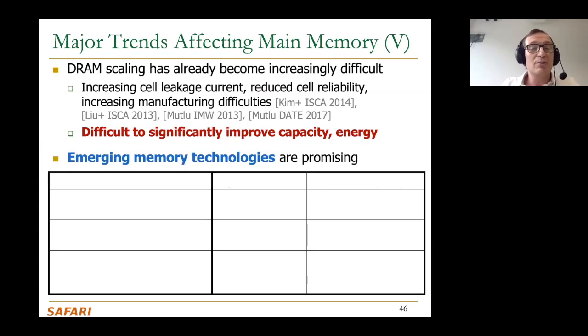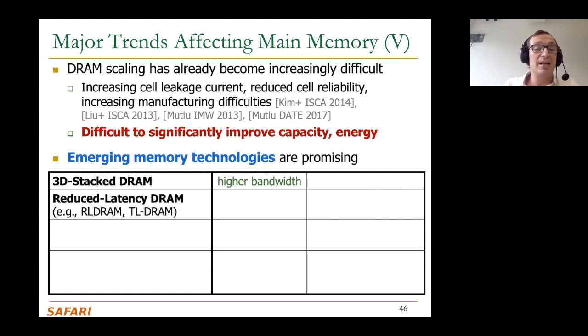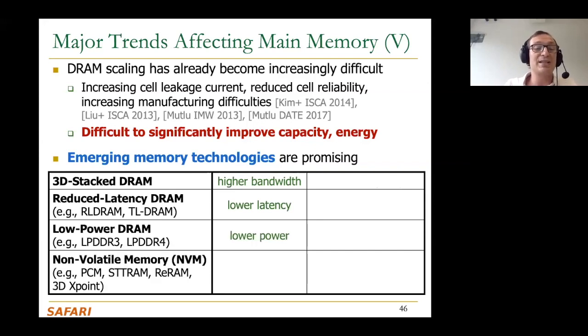And as a result, one solution is clearly designing better DRAM, and we should look into it, designing better memory controllers. We discussed that. But emerging memory technologies are also very promising, and we're going to talk about that. So 3D stacked DRAM is very interesting. Reduced latency DRAM is very interesting. Low power DRAM is very interesting, and non-volatile memory, of which there are many, many kinds actually, is very interesting.